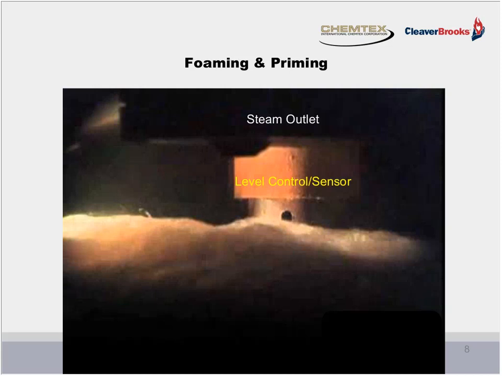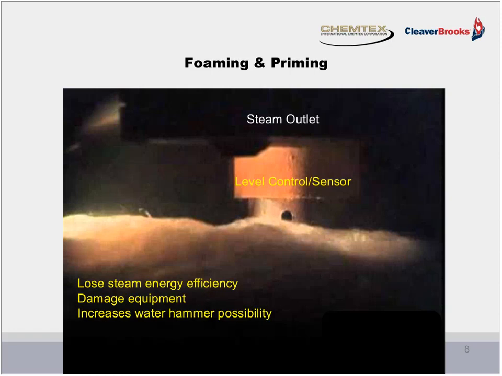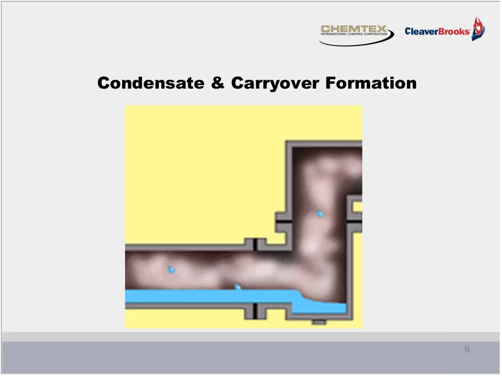Okay, so why is this a big problem? Well, actually, several reasons. And the first is the loss of the energy efficiency of the steam to the process. And secondly, the carryover and its contaminants can severely damage heat user equipment, such as superheaters and turbine blades. And thirdly, it significantly adds to the cause of dangerous water hammer. All right, so what is water hammer, and how do I diagnose it?